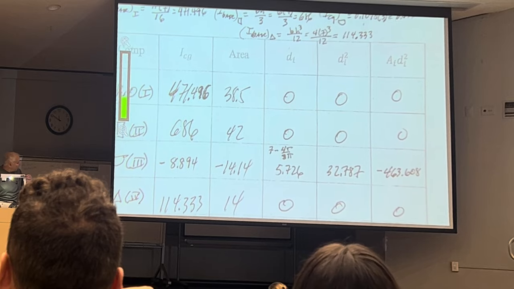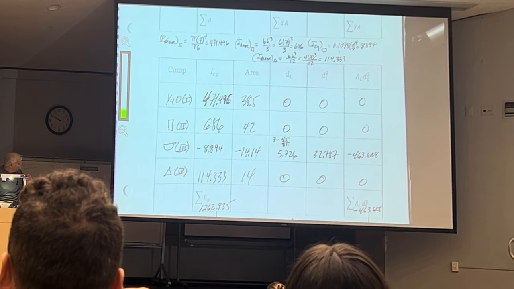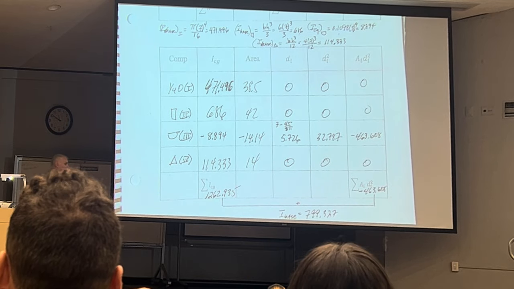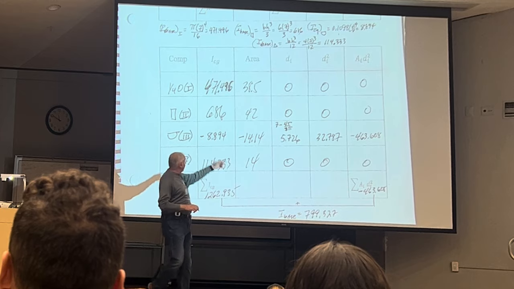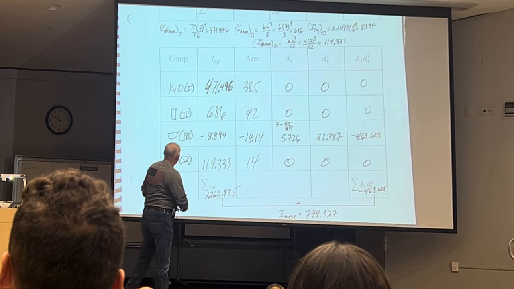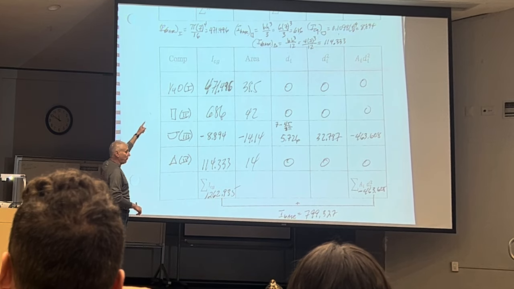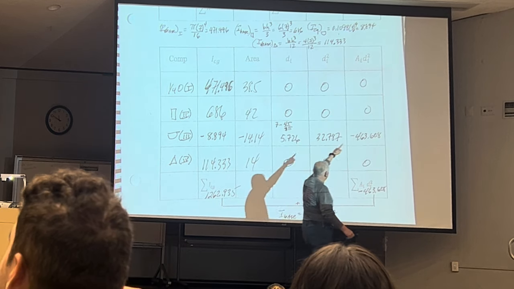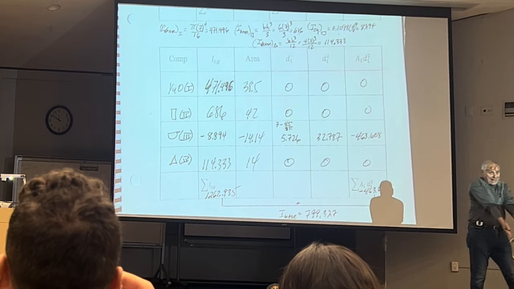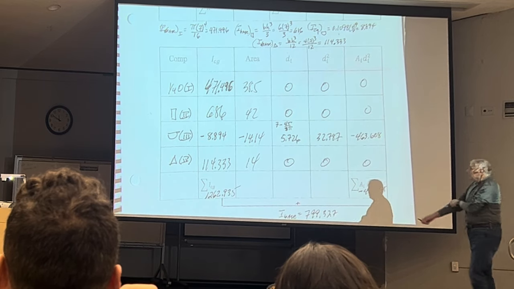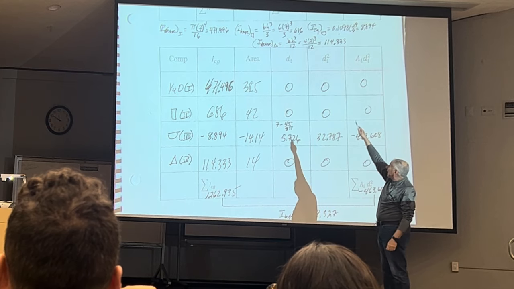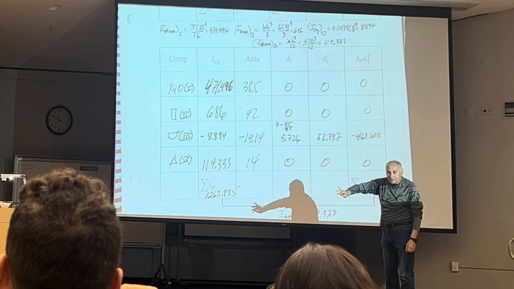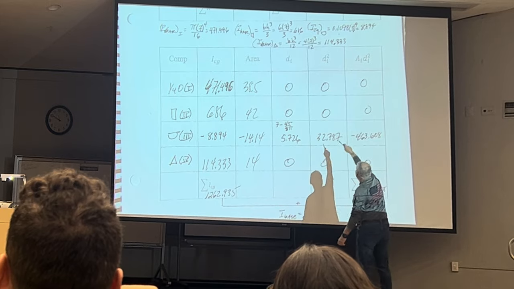Let me zoom out. There you go. Now you can see the whole thing. So notice for the quarter circle, I use the I about the base. Pi R to the 4th over 16. What are my DIs? 0, 0, 0 all the way across. Why? Because you're already at the base. The rectangle, I used bh cubed over 3. That's already about the base. So what are my DIs? 0, 0, 0.